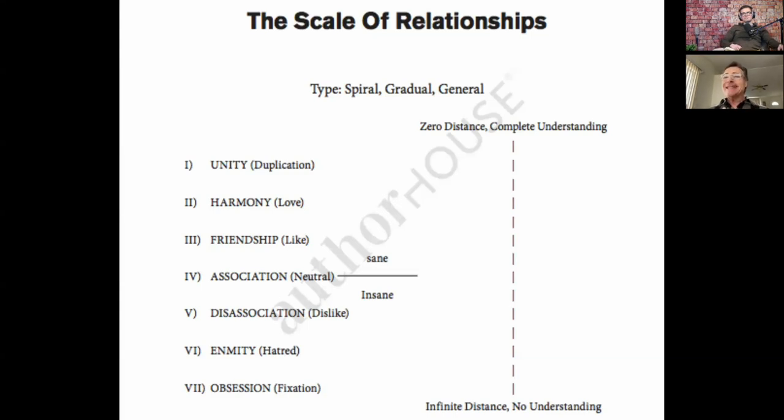Now, the word affinity is a synonym of love, and it literally means to the limit. So affinity is a closeness. When you have zero distance, that's unity. When you have infinite distance, that's obsession. Now, distance and understanding go together. So when there's a lot of understanding, there's a closeness between people. And when there's lack of understanding, there's a distance between people.